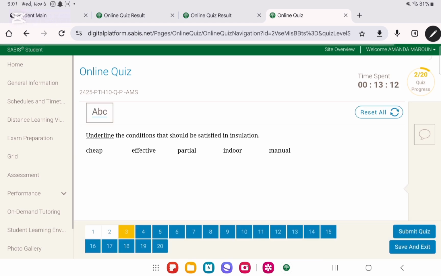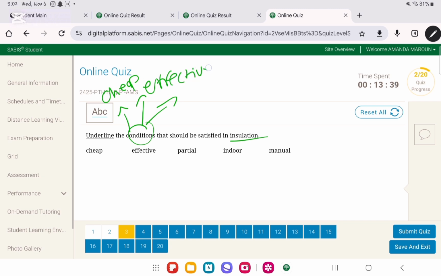Now we move on to question number 3. Underline the conditions that should be satisfied in insulation. In insulation, we have 3 conditions that need to be satisfied. First of all, it must be cheap for everyone to be able to afford it, especially in the really hot and the really cold countries. It needs to be effective. It needs to work as well, otherwise they will die, whether they buy it or not. And then finally, it needs to be complete. Okay, you need to have a complete insulation.